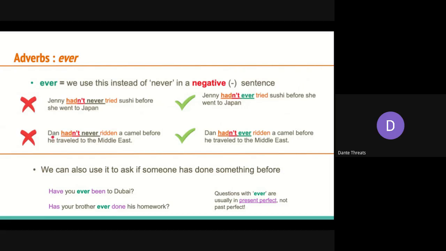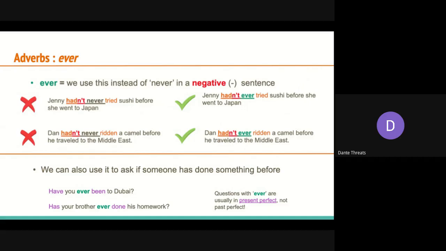Same in this example. Dan hadn't never ridden a camel before he traveled to the Middle East. Okay, hadn't never. Never is negative, so is hadn't. These two cancel each other out. We'll create a positive, basically. So when we want to keep it negative, we say Dan hadn't ever ridden a camel before he traveled to the Middle East. Okay.